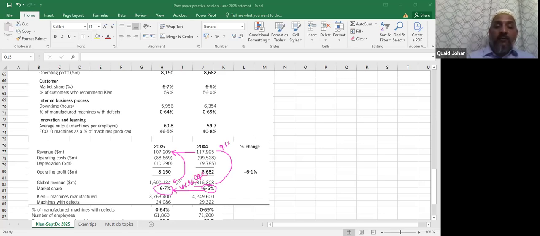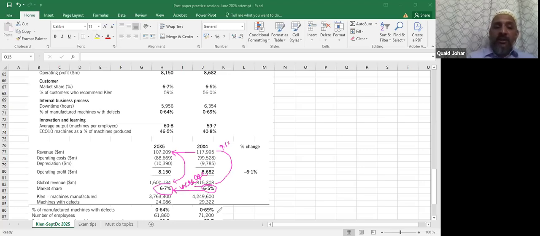So for the management of the company, this is a good sign that despite of the fact the sales is dropping, the market share is increasing, which shows competitiveness. They're getting stronger in the market. They're holding a better grip over the market.